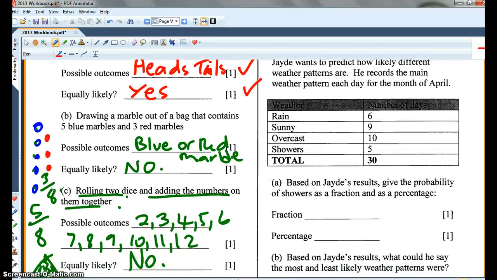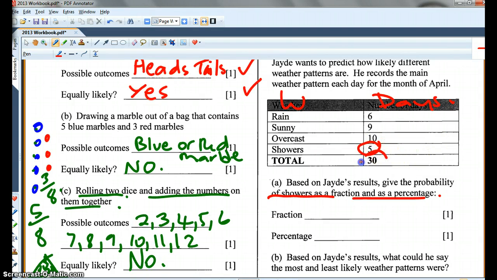Question 5. Jade wants to predict how likely different weather patterns are. He records the main weather pattern each day for the month of April. Okay, so that's your weather and that's the number of days. Based on Jade's results, give the probability of showers as a fraction and a percentage. So showers is 5 out of 30, so that's 1/6.